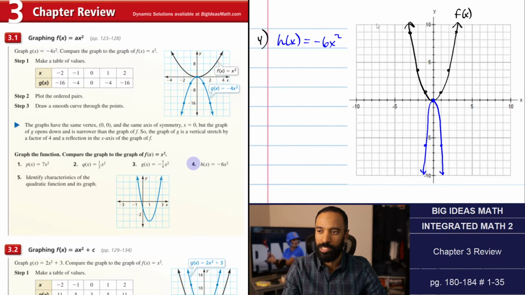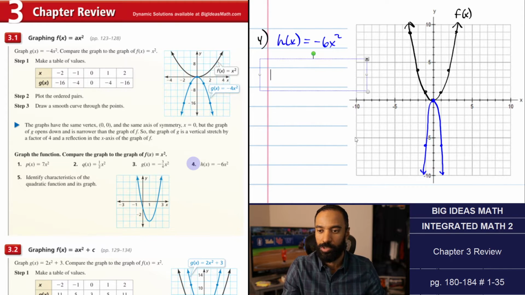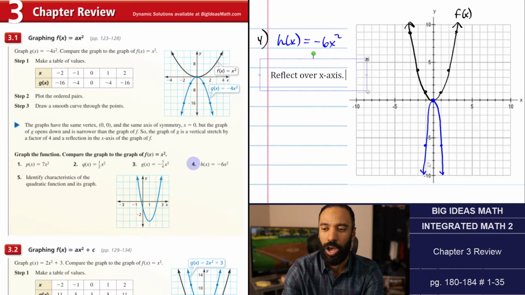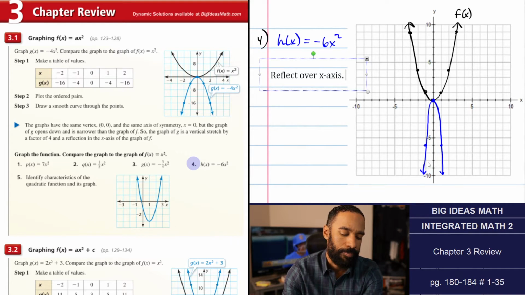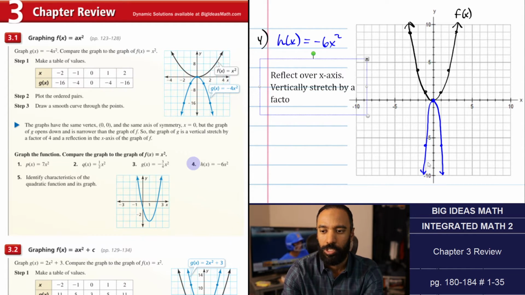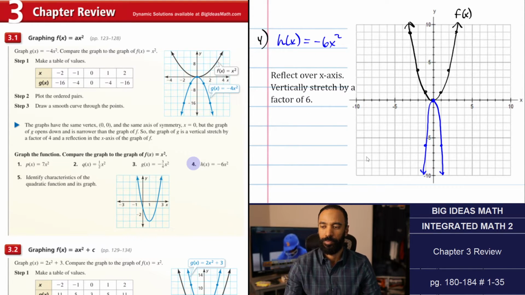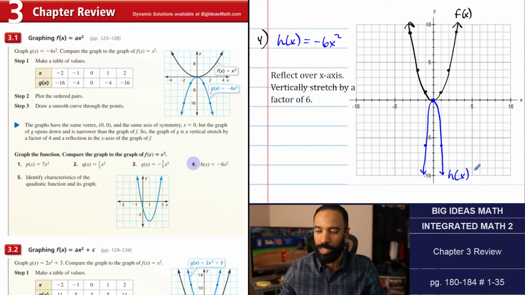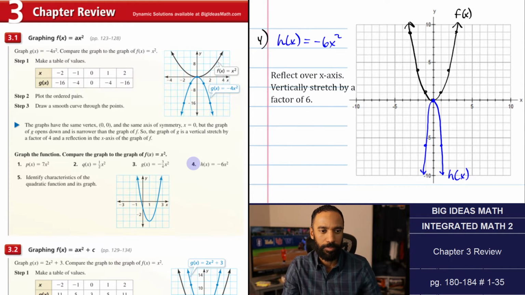We got 2 sets. Reflect over the x-axis. 1. Reflect over x-axis. And also, and I should say h of x, but we know what it is. Vertically stretch by a factor of 6. Now, don't say negative 6. We already mentioned that with the reflection. There's h of x. There are the first 4 problems. Get used to a lot more graphs, and hopefully that's making sense without actual use of a table. Otherwise, we would be here all night.